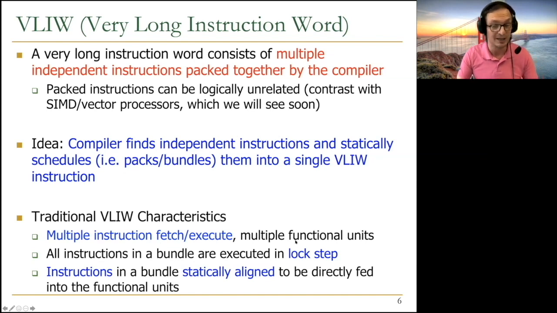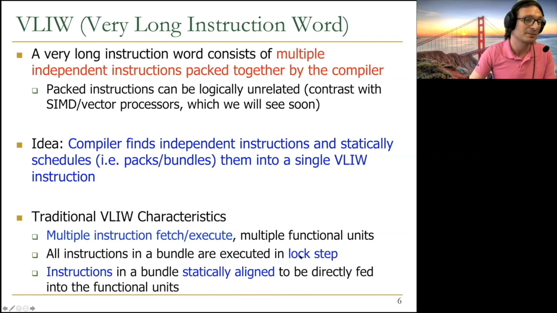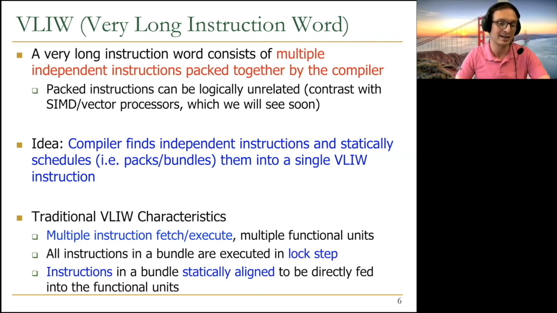You have to have multiple functional units to be able to concurrently execute these instructions. One other characteristic is all instructions in a bundle are executed in lockstep. And this is because the compiler controls the execution. If one instruction gets delayed for whatever reason, maybe because of a dependency, all of the instructions wait until they can move to the next stage in the pipeline. And this is a traditional characteristic of VLIW that has made its performance a little bit lower than other architectures.